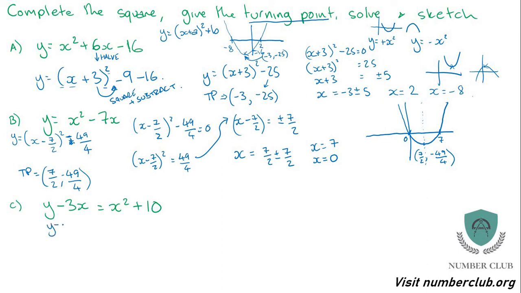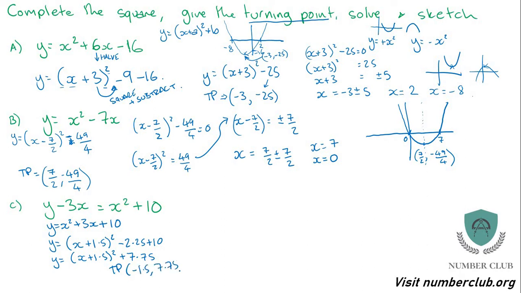All right, I'll show you a decimal version with this question. So we have y is equal to x squared plus 3x plus 10. It's a little bit of a sneaky trick, just putting things on the wrong side, but it's not too bad. So we'll get y is equal to x plus 1.5 squared, subtract 2.25 plus 10, which means y equals x plus 1.5 squared plus 7.75. Your turning point is going to be -1.5 and 7.75.